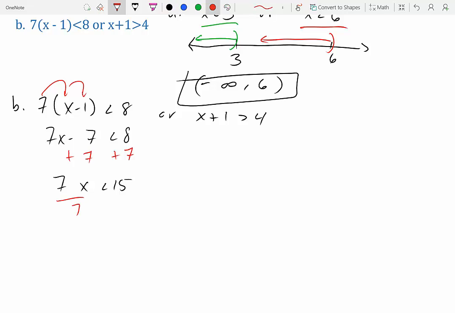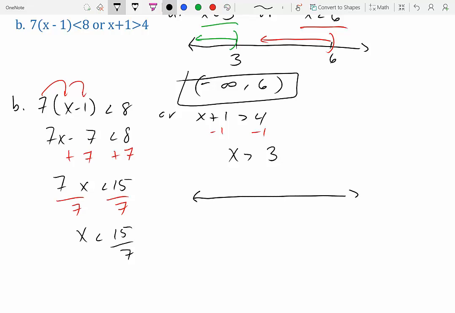Divide by 7. We have x is less than 15 over 7. Same thing here. We subtract 1. We have x is greater than 3. Now 15 over 7 is 2 and 1/7, so it's less than 3. So that means if we want a number line on this, we have 3 and 15 over 7, which is 2 and 1/7. So it's saying that we have to have less than.